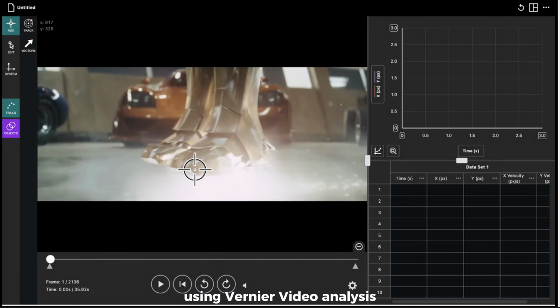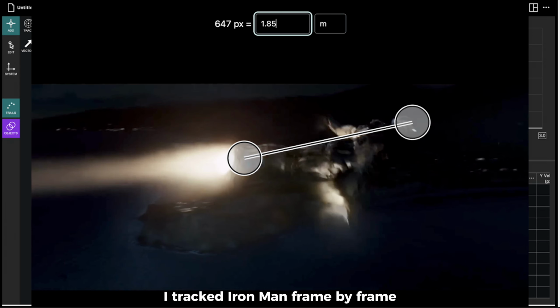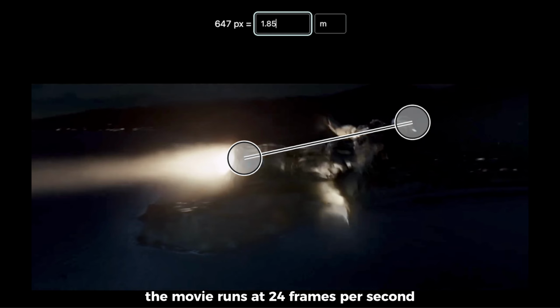Using Vernier video analysis, I tracked Iron Man frame by frame. The movie runs at 24 frames per second, so each frame equals 0.042 seconds. I used Tony Stark's height, 1.85 meters, to set the scale, converting pixels to meters.